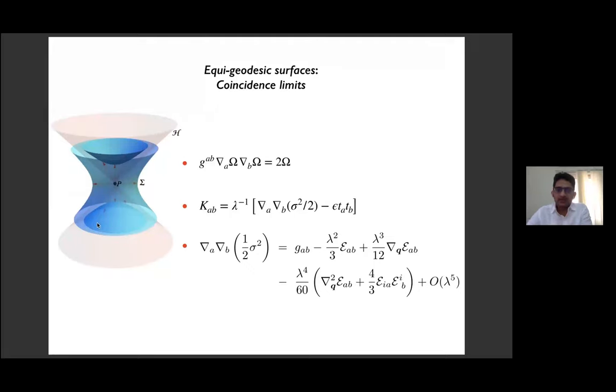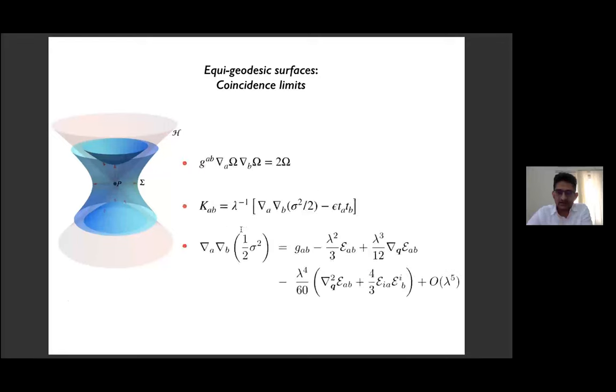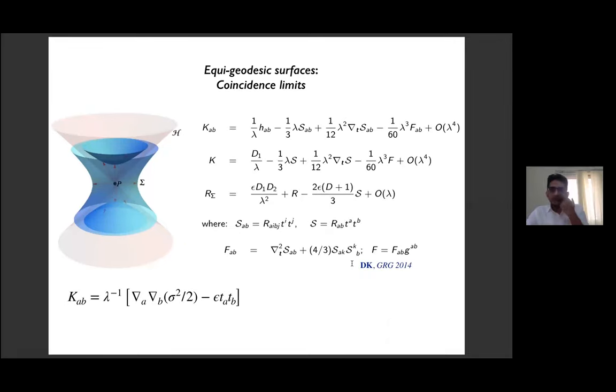And then you can have a Taylor expansion of these second derivatives in terms of tidal tensors. This E_AB and its derivatives effectively represent the tidal tensors. So what I've indicated by S here is what are indicated by calligraphic E_AB in this expansion. So these are the quantities that will essentially go into the construction of the two metrics.